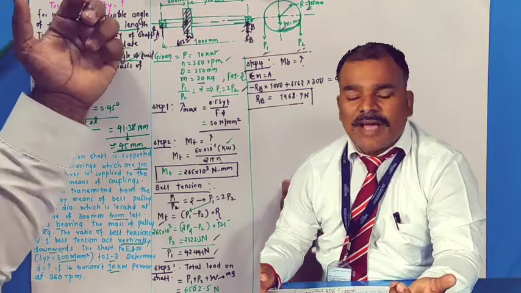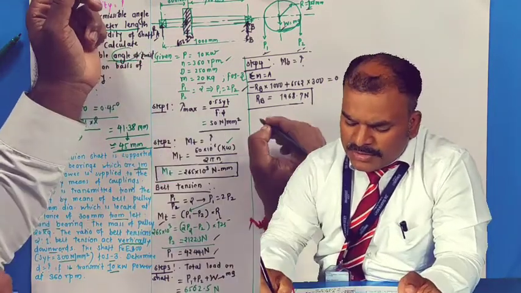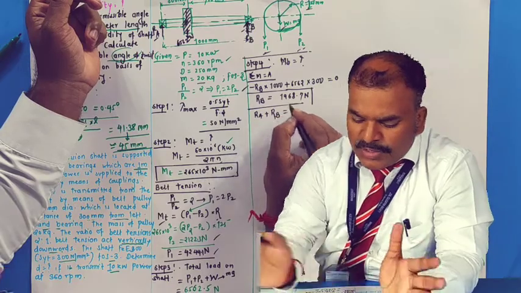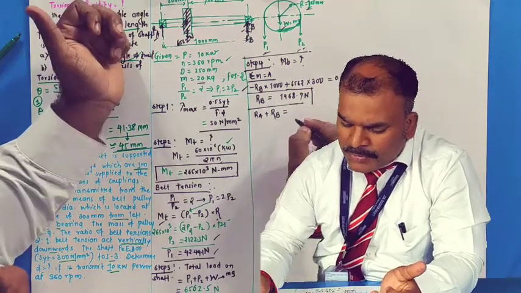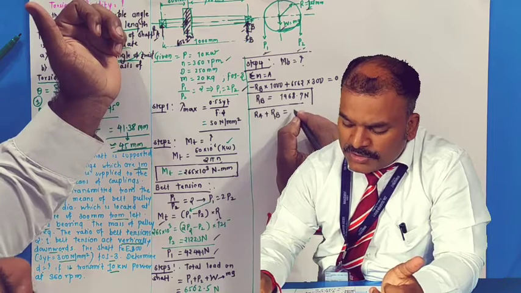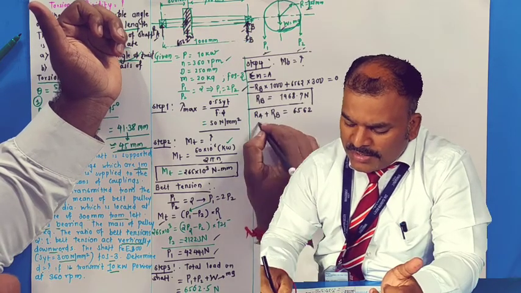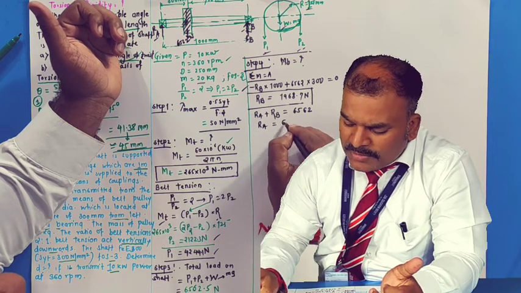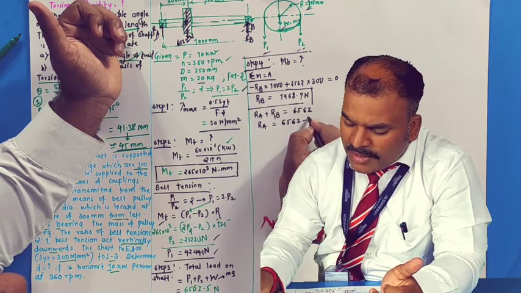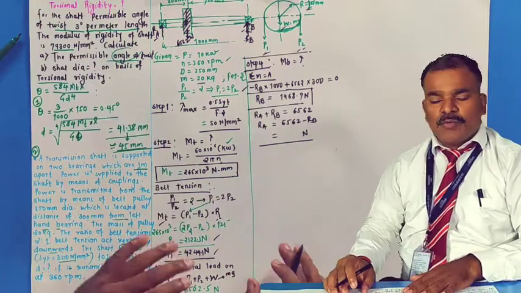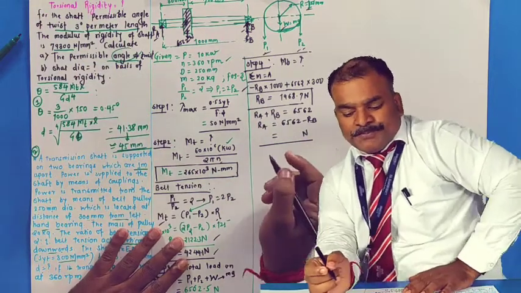So how can I calculate RA? There is no need, but I'll tell you. RA plus RB, the two end forces acting upward, are equal and opposite to the total load. Total load how much? 6562. So RA is equal to, you can directly subtract your RB, and you will get the answer in Newton. Okay? So this will be your homework. You can calculate it from your side.